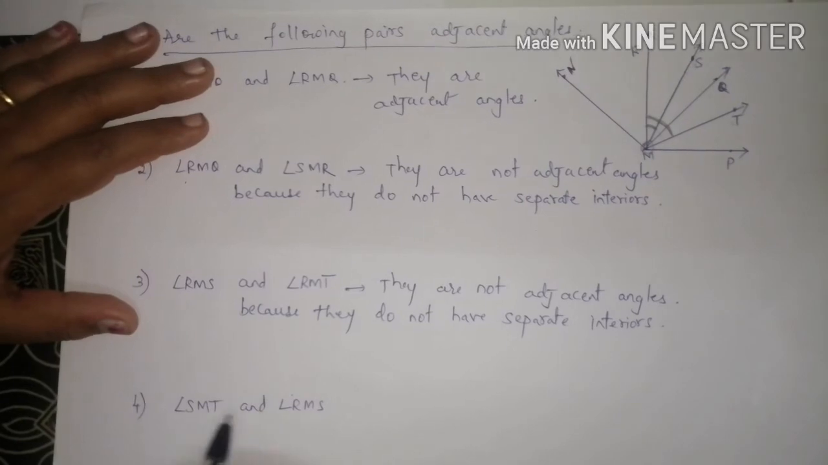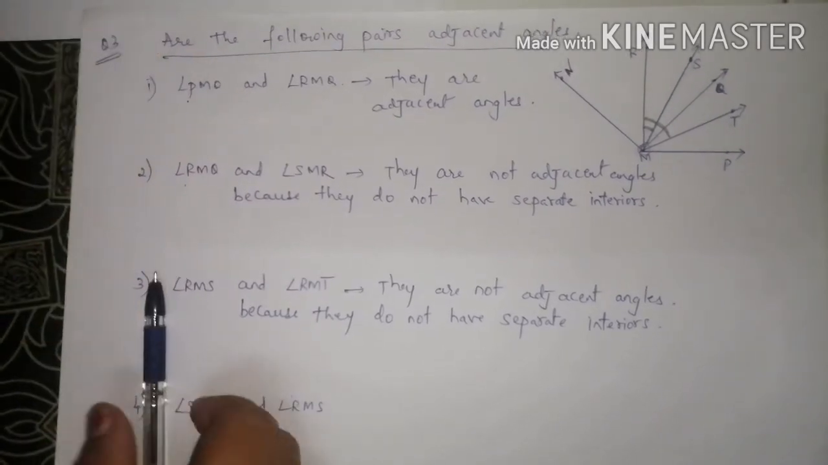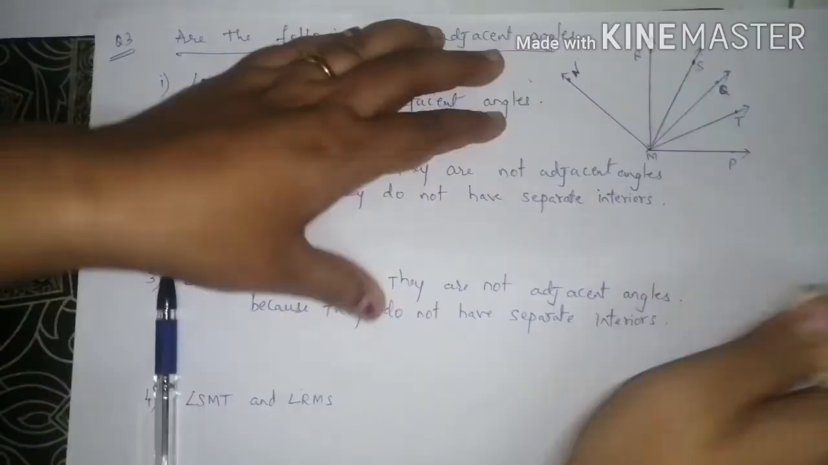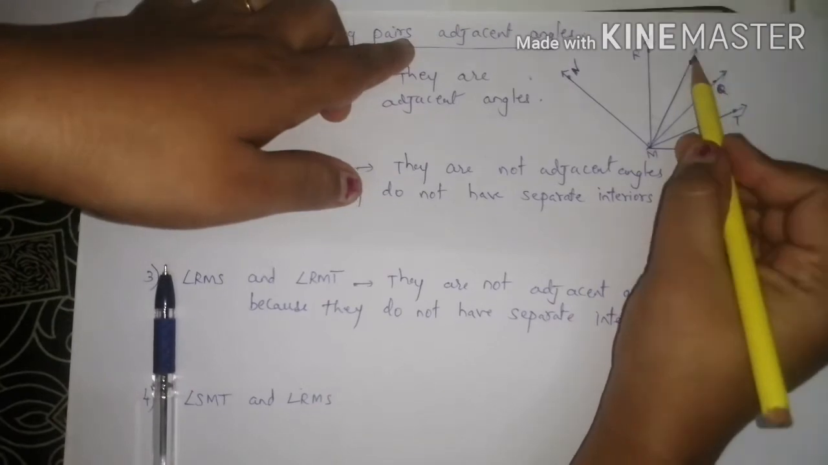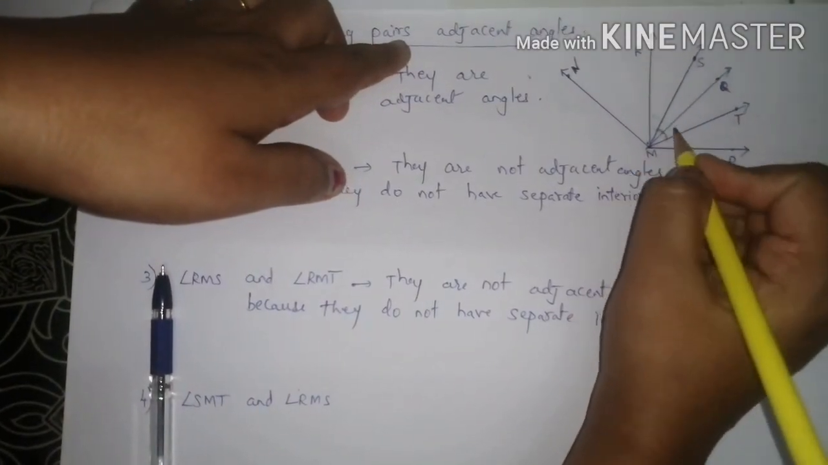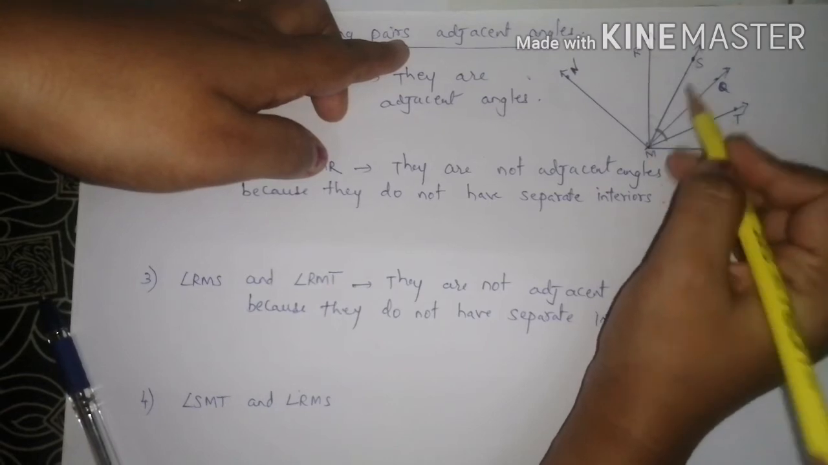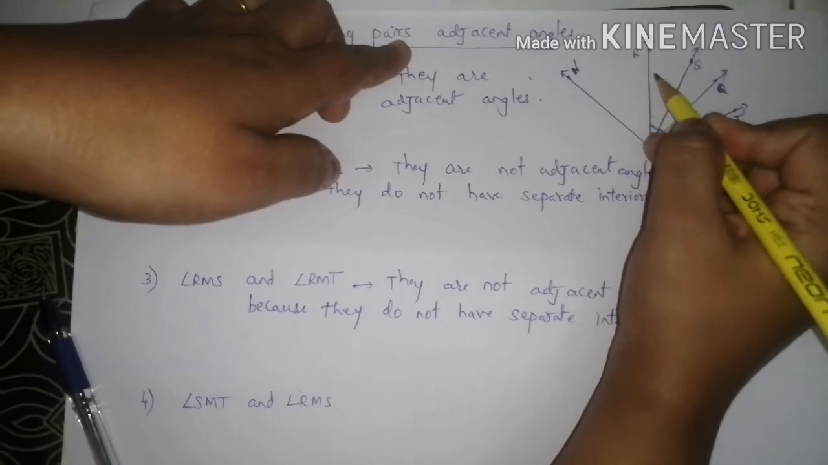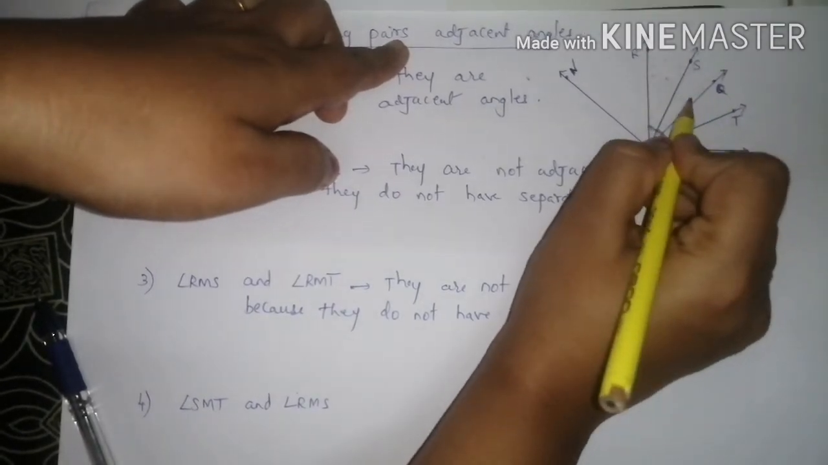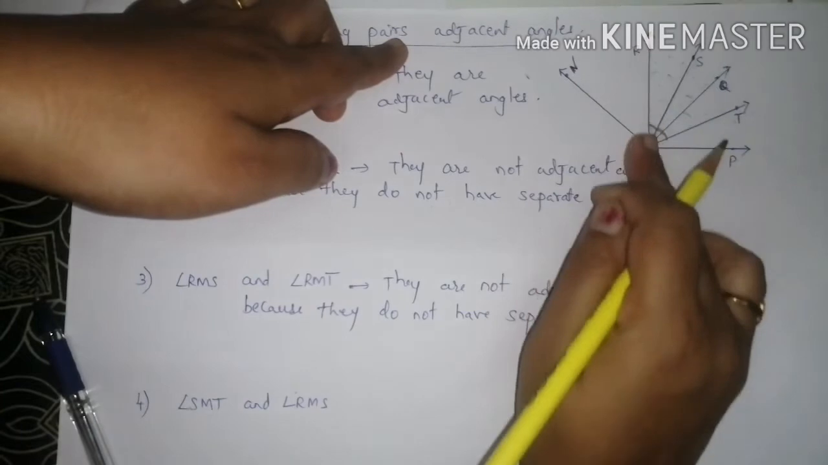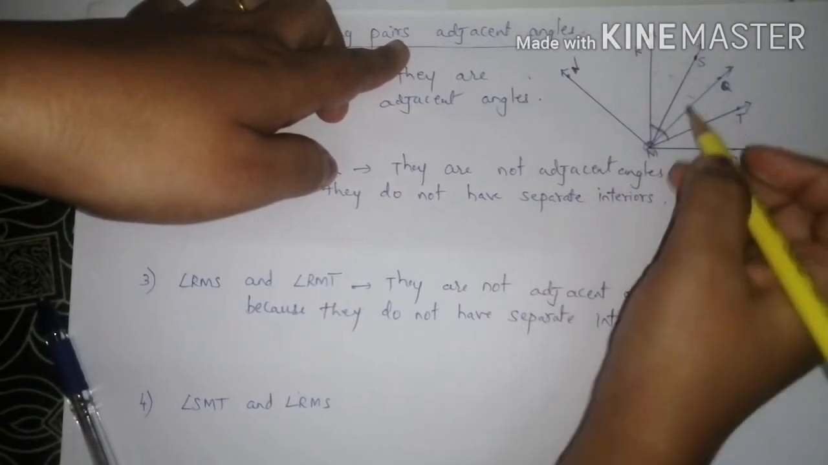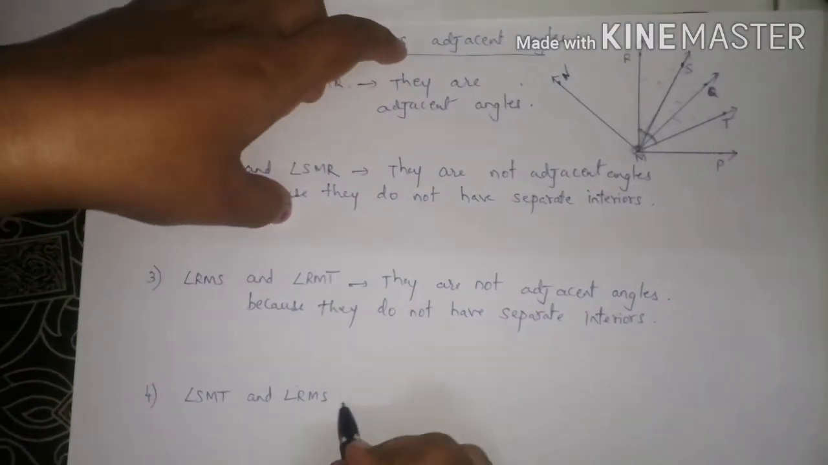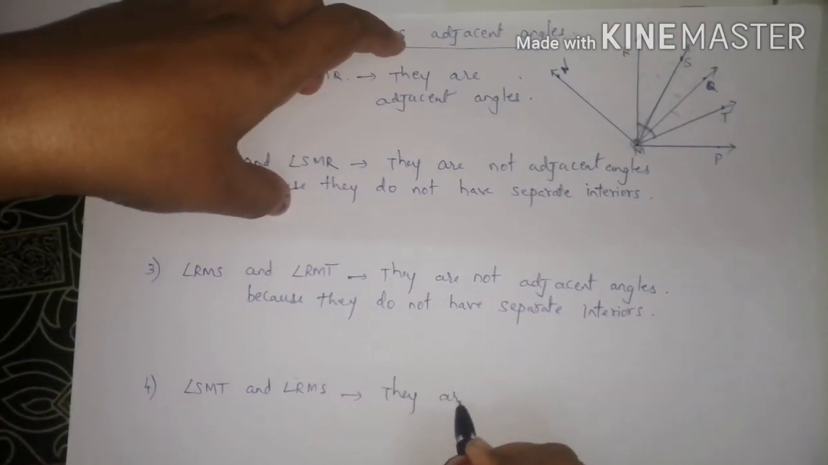We'll move to the last one, angle SMT and RMS. Angle SMT is this one, and angle RMS is this one. Now see, the interior of angle RMS is this part and the interior of angle SMT is this part. So we are getting their interiors separately, they have a common vertex and they have a common arm also. All three conditions are fulfilled, so therefore they are adjacent angles.